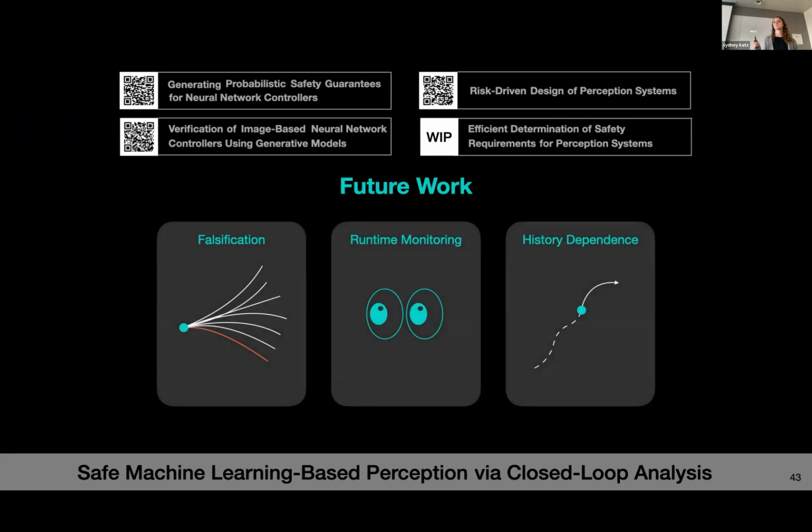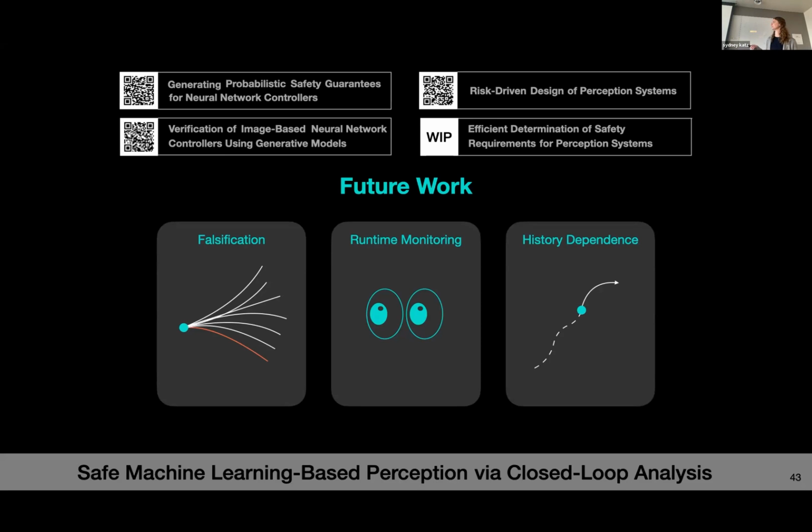These contributions leave multiple avenues for future work. One avenue is falsification. So while we use a lot of these techniques to prove the absence of failures, I think that a lot of them could probably be adapted in order to efficiently find failures of systems so that we can fix them before we actually deploy the systems. The second is runtime monitoring, which I'm going to come back to in a second. And then the final area for future work is accounting for history dependence.